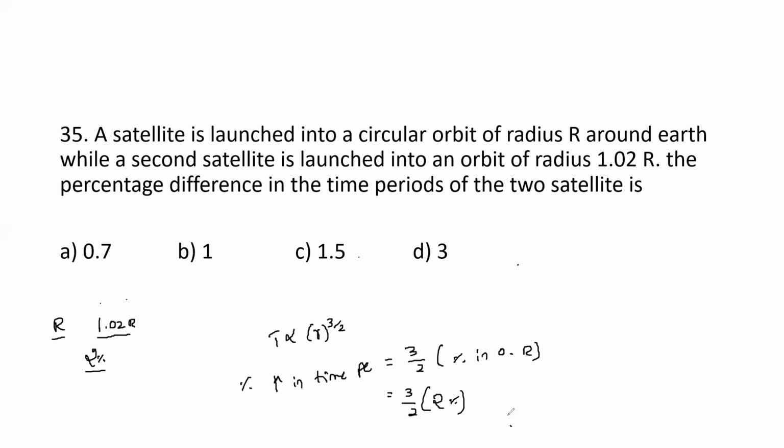3 by 2 into 2%, that is equal to, we can write it as 3%, because 2 will get cancelled. Therefore, we will get only 3%. According to the relation, T is proportional to r to the power of 3 by 2. Therefore, percentage increase in the time period is equal to 3 by 2 in the bracket, percentage increase in orbital radius, that is 3 by 2 into 2%, that is total 3%. So the correct option is 3% here. Option D is the right option.